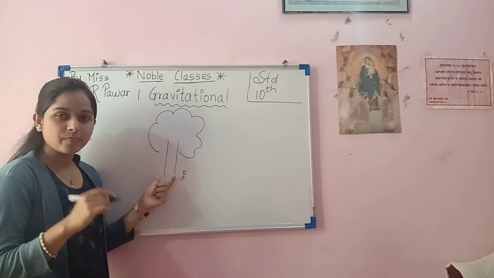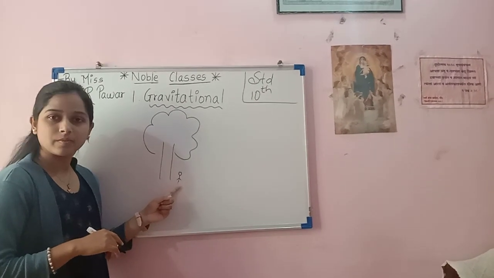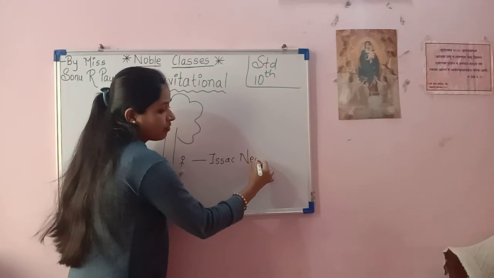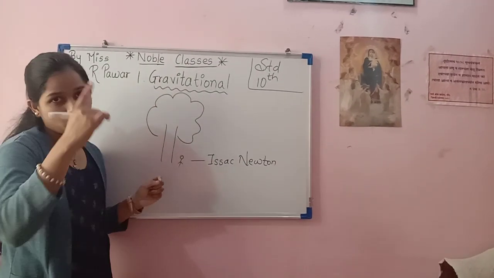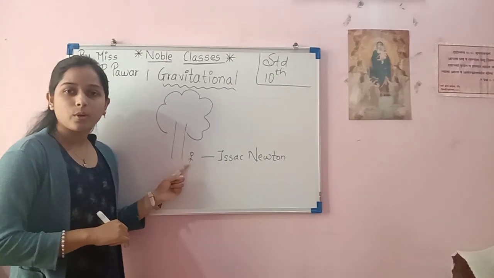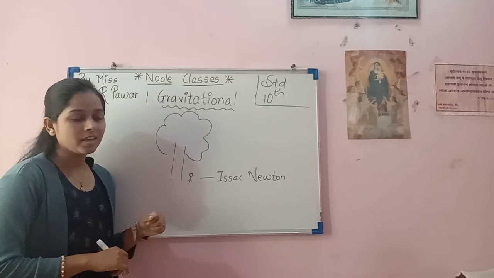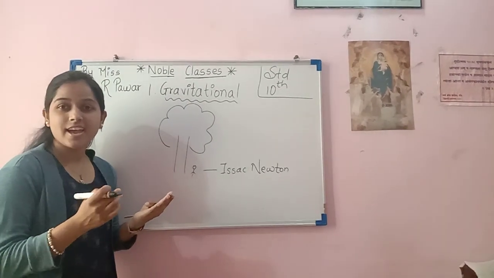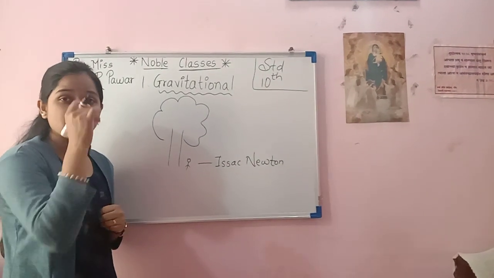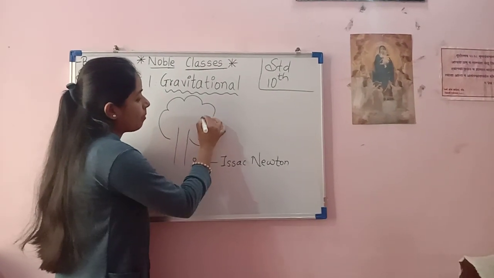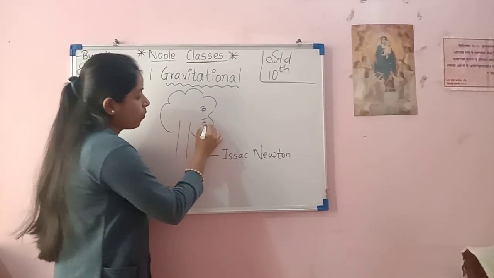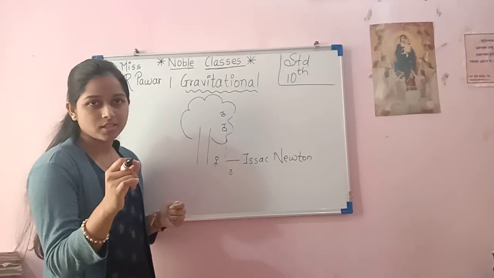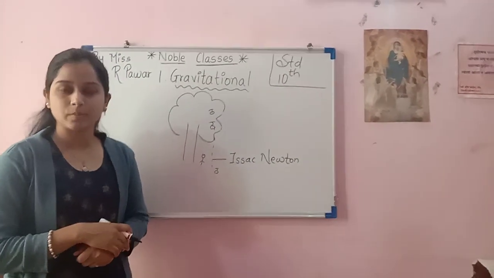So there was one tree and under that tree there was sitting one person. His name was Isaac Newton. Many of you have heard about his name. This Isaac Newton was sitting under a tree, reading a book that was in his hand. Now suddenly what happened? One apple, this was an apple tree, fell down in front of him.